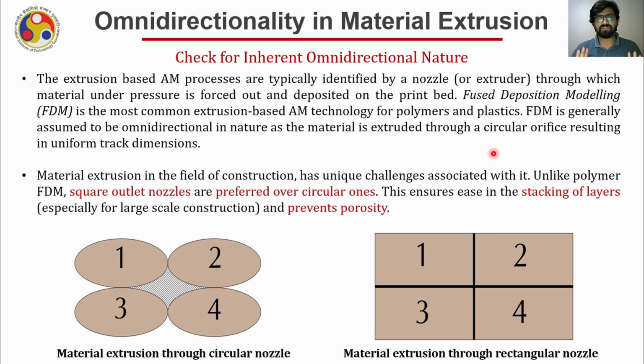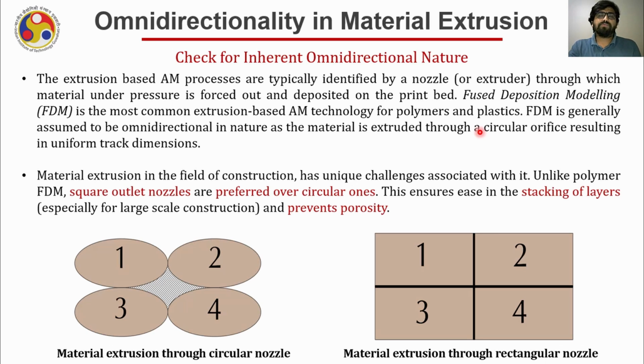uniform track dimensions. Now, in the case of FDM, as the wire is getting melted and it is getting deposited always perpendicular to the deposition direction, you move in any direction, the directions of the VF, VD and VS will always be consistent and the process is always omnidirectional. So FDM is typically omnidirectional in nature.